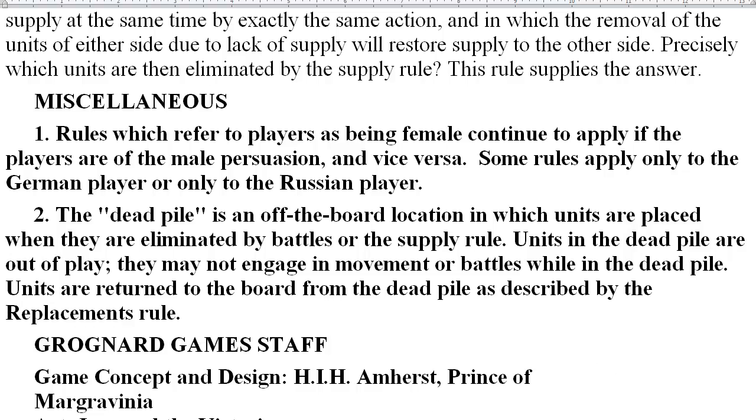And finally, there are rules that refer to a player as being female or male, and those rules apply equally to both sides. Some rules apply only to the German player. It's really the Axis player because it's the Japanese, or only to the Russian player. This should be fairly familiar. And finally, I explain once again what the dead pile is. We have now gone through all of the rules.